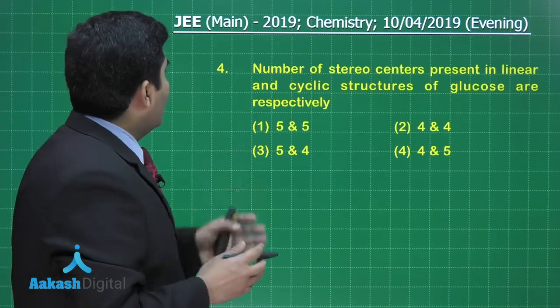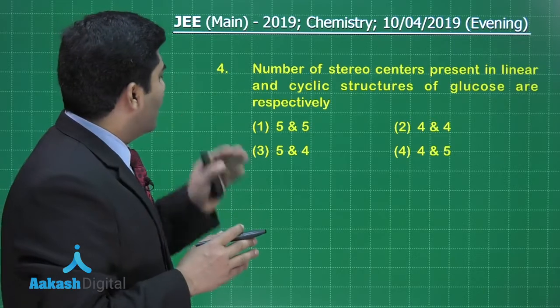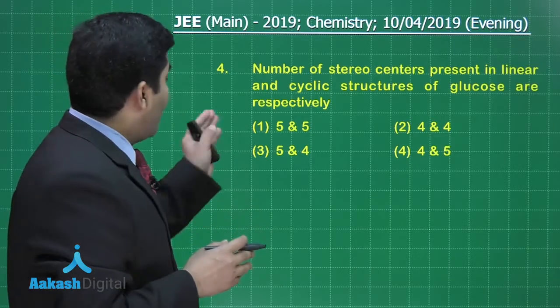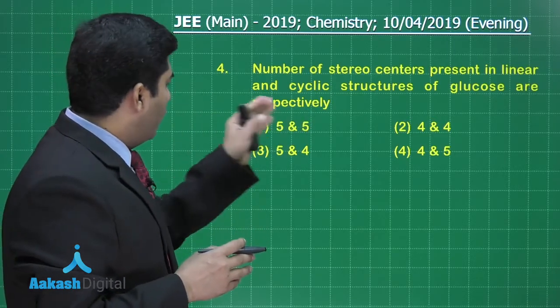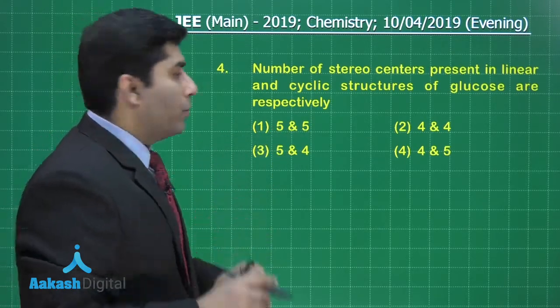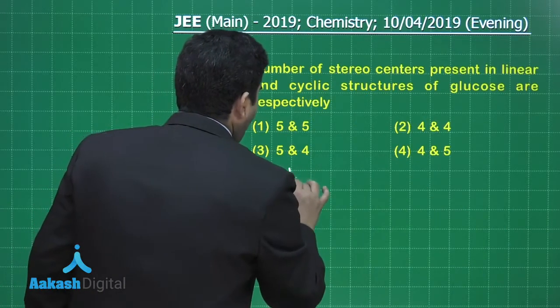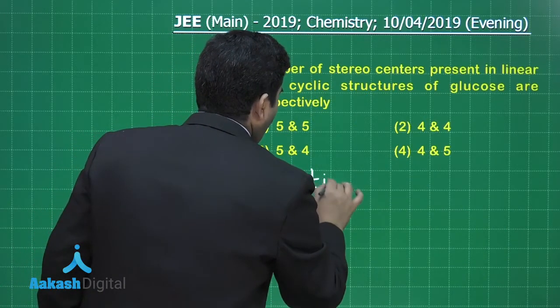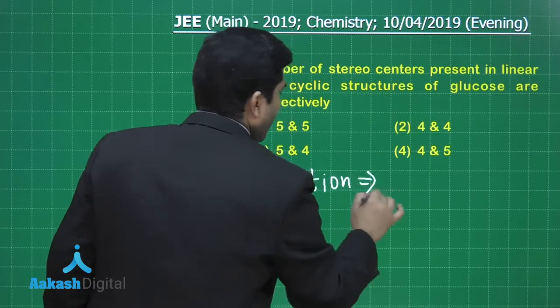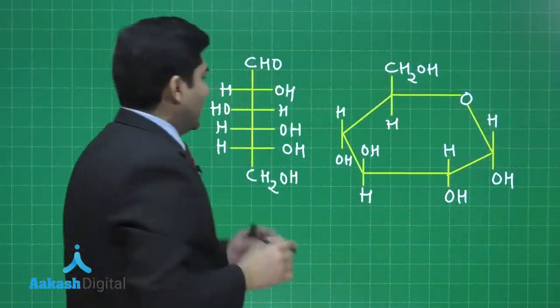Now, this question is asking the number of stereo centers present in the linear and the cyclic structure of glucose, respectively. Options are 5 and 5, then 4 and 4, then 5 and 4, then 4 and 5. Now, if we write the solution, we know that these are the structures.